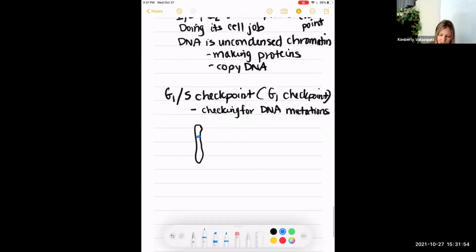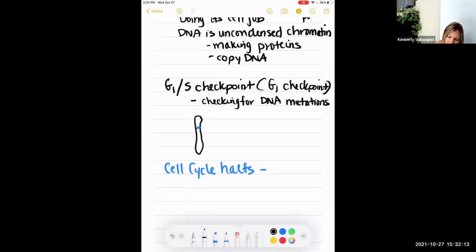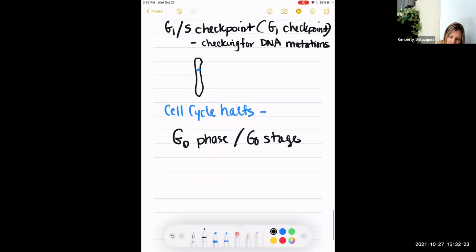While that checkpoint is happening, the cell cycle halts. In other words, going around that time clock, time stands still. That cell is frozen in time in terms of it's not progressing to the next stage of the cell cycle. And when that cell cycle halts, that's called the G0 phase or the G0 stage. Those 2 terms are kind of used synonymously. Cells do not progress toward cell division.